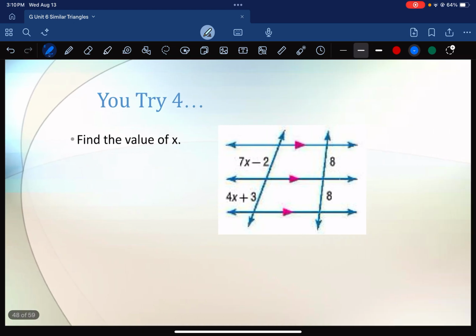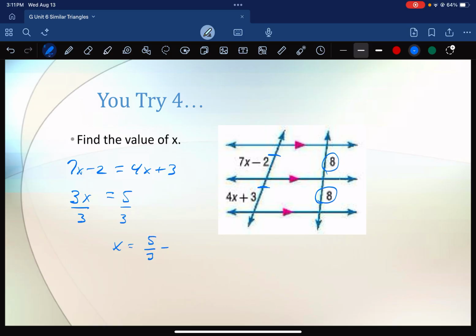Okay? You give this one a try. Stop the video and turn it back on when you're done. So the marks here tell me that these 2 segments are congruent, which means these 2 are going to be congruent then. So if I mark off congruent segments on one line, it marks off congruent segments on the other. So I'm going to do 7x minus 2 is equal to 4x plus 3. Subtract 4x from 7x, and that's 3x. Add 2 to 3 and get 5. Divide. And x is 5/3, or 1 2/3.